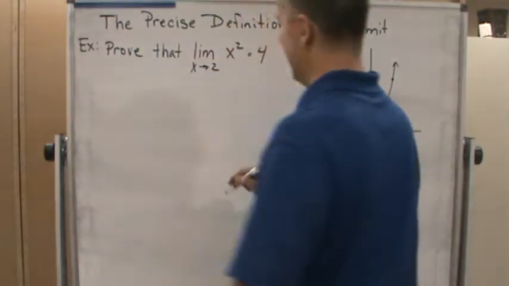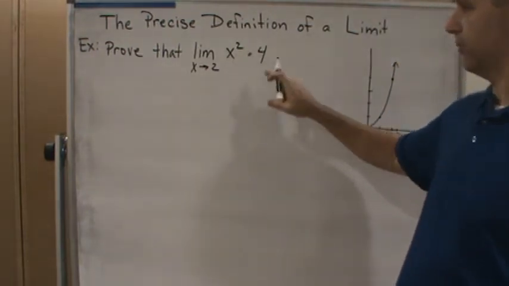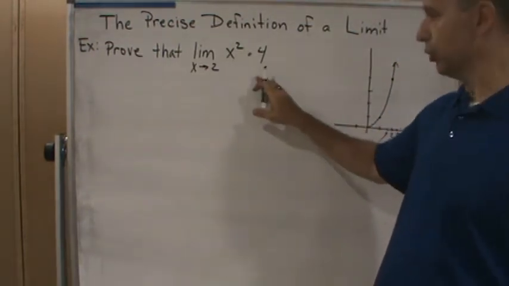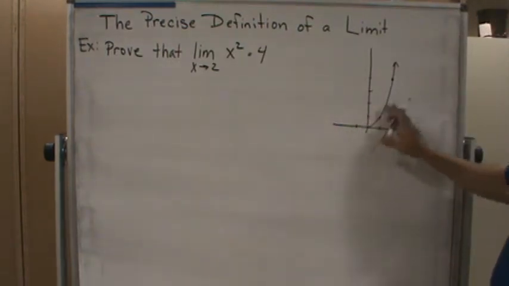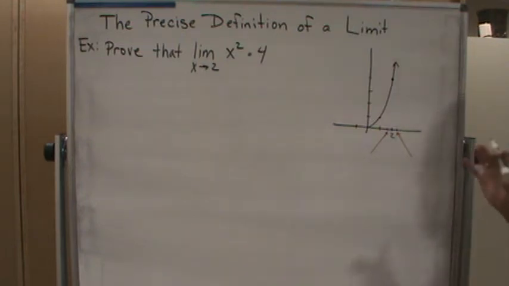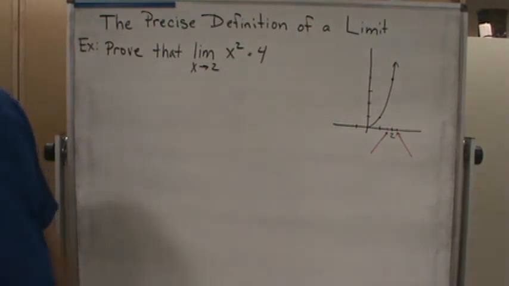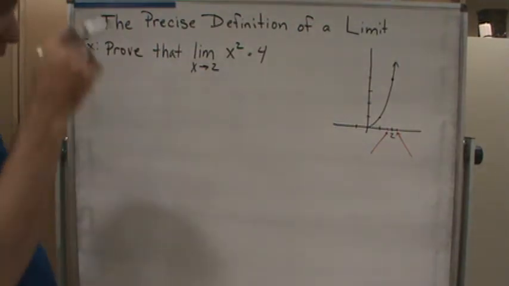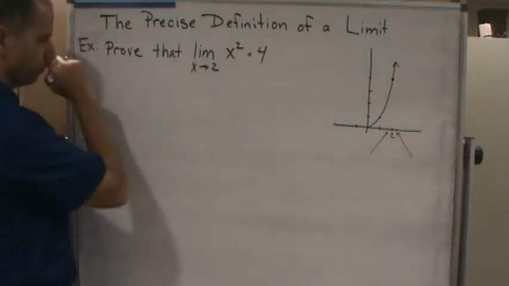So I have this one, so we want to prove that the limit as x approaches 2 of x squared is 4. Obviously we know that that's true, but let's prove it using the delta epsilon proof. And so here's a graph. We're also going to do this geometrically as well as algebraically. Okay, so let's start with our scratch work.